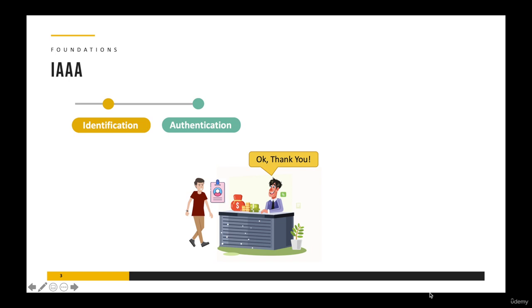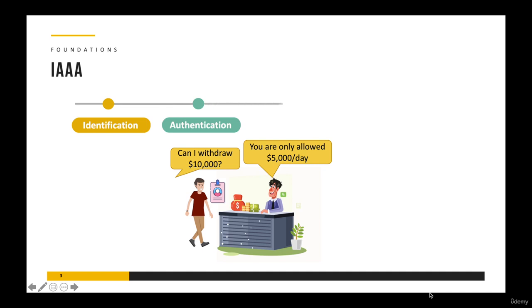So the difference between identification and authentication is that identification just means claiming something, whereas authentication means verifying it. And verification can be done in a number of ways. It could be your driver's license, it could be a PIN number, it could be a password, and so on. So next, Jim says, can I withdraw $10,000? And the bank officer says, you're only allowed $5,000 per day. Now this is what we call authorization. Even though Jim has identified himself, he is authenticated, but authorization deals with what functions or what things Jim has access to.